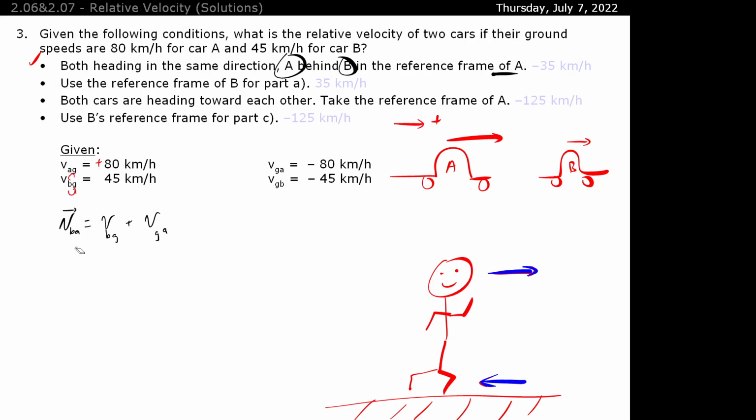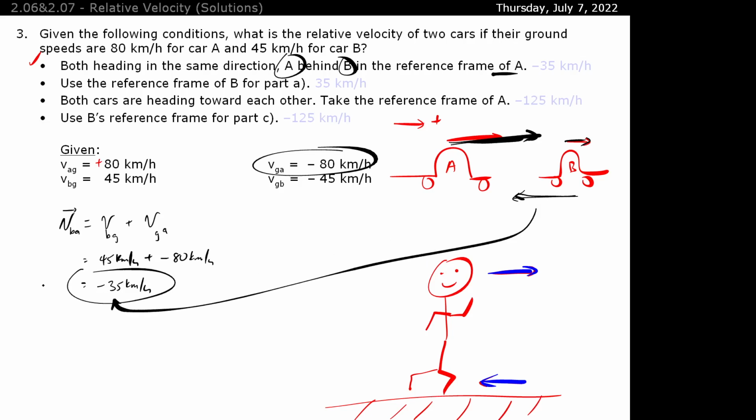Okay, velocity of B relative to A. Velocity of B relative to G is equal to 45 kilometers per hour. And VGA, as we have from up here, is equal to negative 80 kilometers per hour. That will give us a difference of negative 35 kilometers per hour. After all, if car A is traveling a lot faster than car B, B appears to be moving backwards from the perspective of car A. So as you're moving quickly ahead, the slow-going car is approaching closer and closer towards you at negative 35 kilometers per hour.